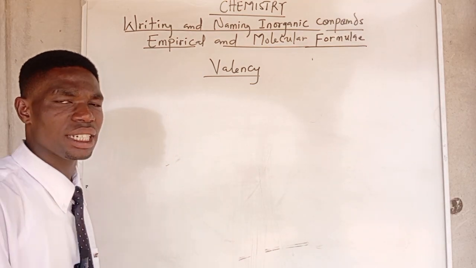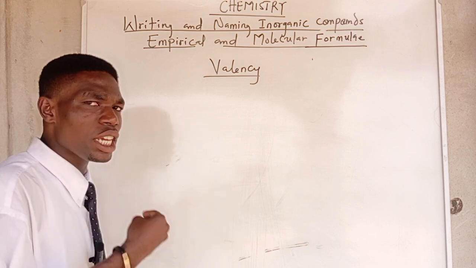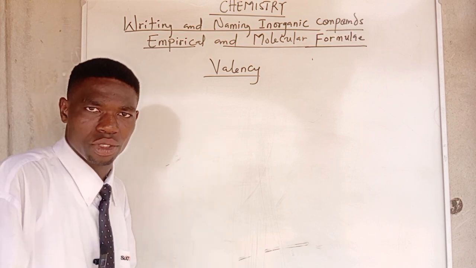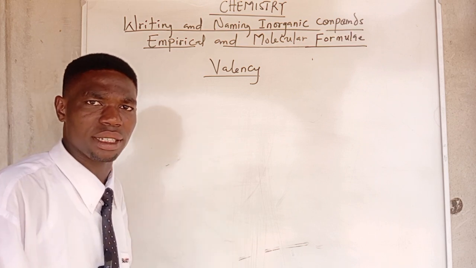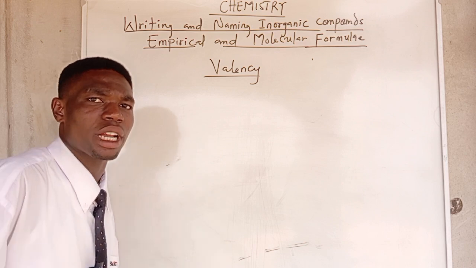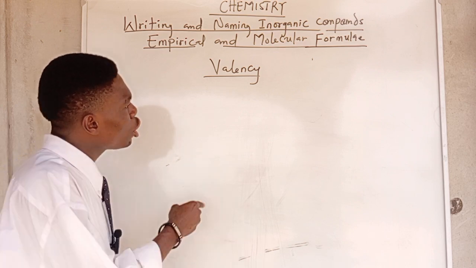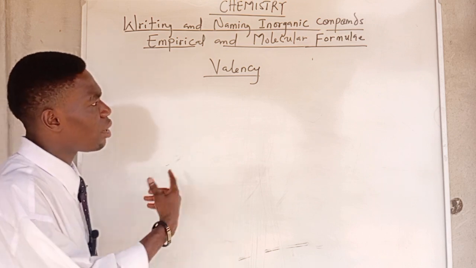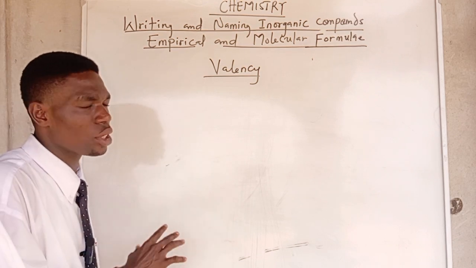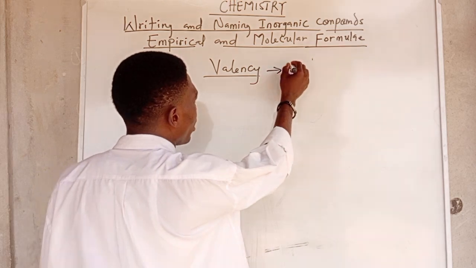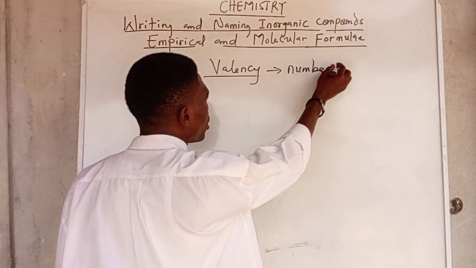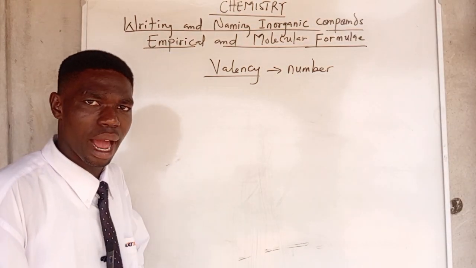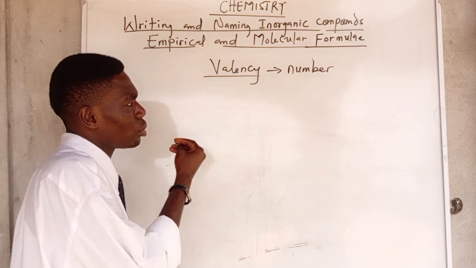And since we have said valency is the combining power, it means that if any element does not have valency, then it can't go into chemical combination. And so if you have valency, you can go into chemical combination. And I want to bring to our knowledge that valency is nothing big. It is just a number. Valency is what? Is a number. Are we together now? So when I ask you what's the valency of an element, I expect you to give me a number.